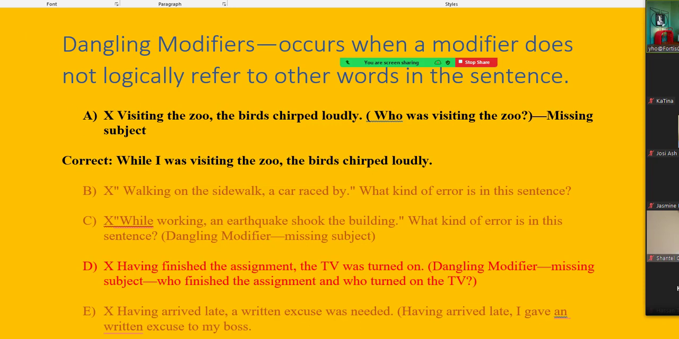While working, an earthquake shook the building. What kind of error is in this sentence? So this error, "while," is a dangling modifier mistake. So you're supposed to say, while I was working, an earthquake shook the building, because the earthquake cannot do work. Because whenever you have "while I was," that's missing a subject. So that's a dangling modifier.